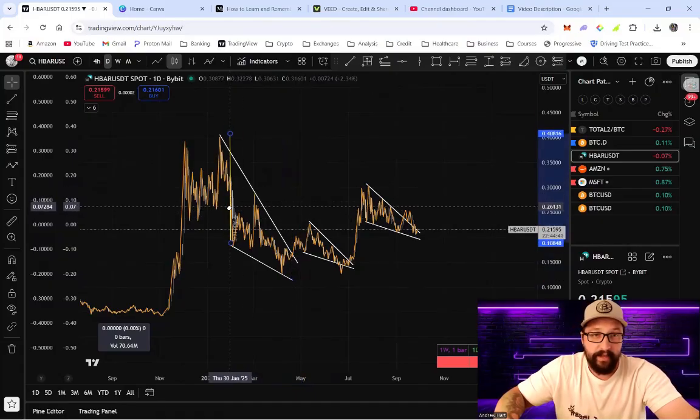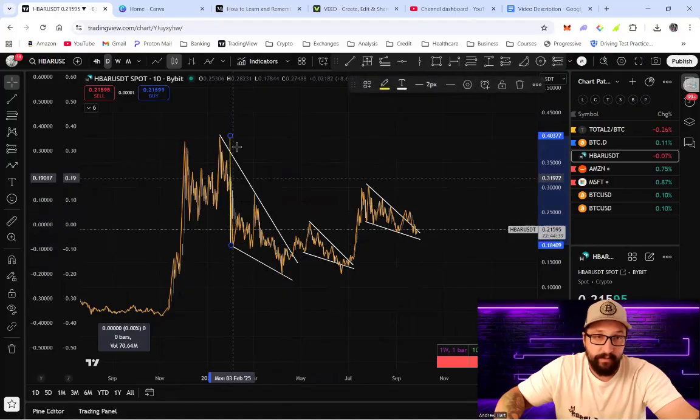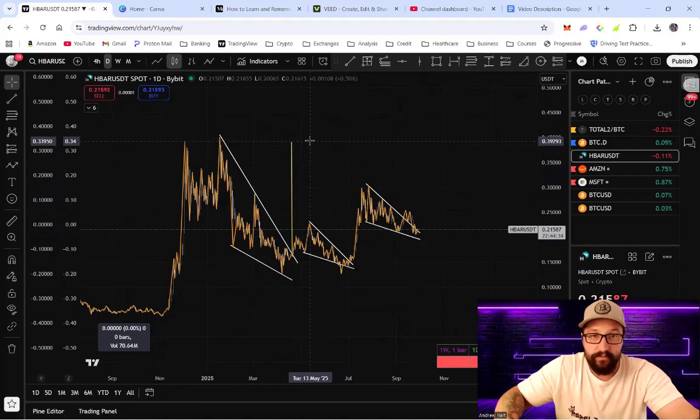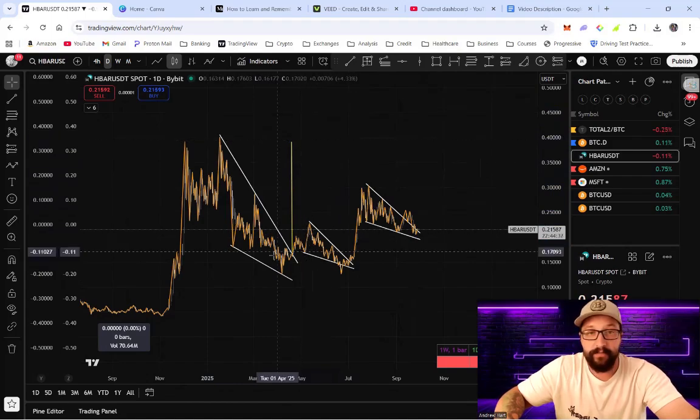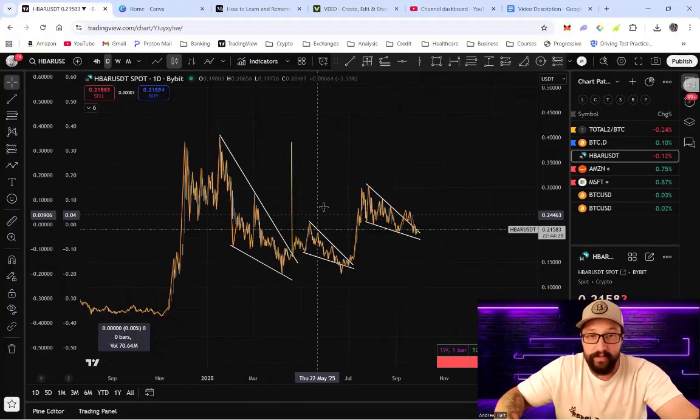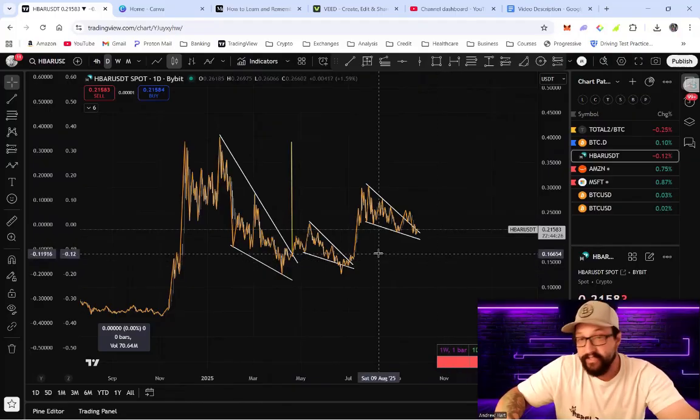And then the same thing here with our measuring tool. We can measure this and then project it from the breakout point to get a potential price target to the upside. So it looks like we could potentially, from this pattern, target prices to the upside. And on a macro level, we do have higher highs and higher lows. So that seems to be playing out.